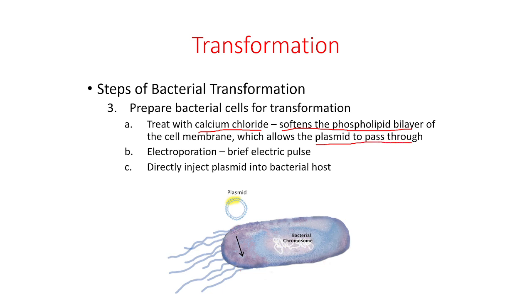So if you are softening it, and then when you're giving it some kind of a heat shock, the cell membrane creates some kinds of holes or spaces for your plasmid to enter. The other process being your electroporation, that is you're giving a very brief electric pulse. And the third one is that you directly inject the plasmid into the bacterial host.